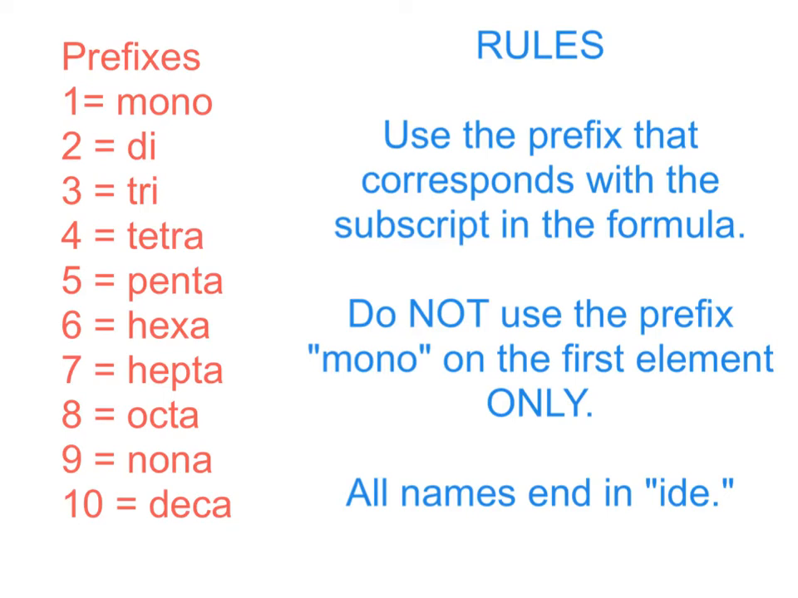Welcome back. We use these prefixes on elements to tell how many of that element there is in the compound, so you will use the prefix that corresponds with the subscript in the formula. The big rule here is that you do not use the prefix mono on the first element only. Every other prefix is used on the first element, and all 10 prefixes are used on the second element.